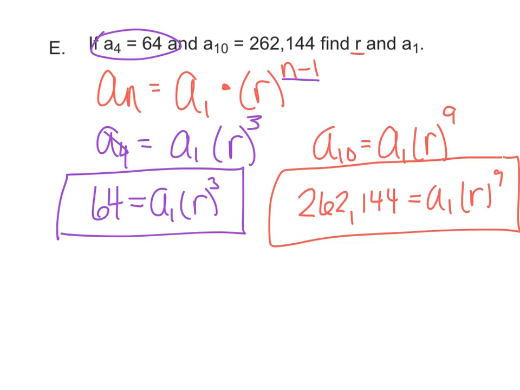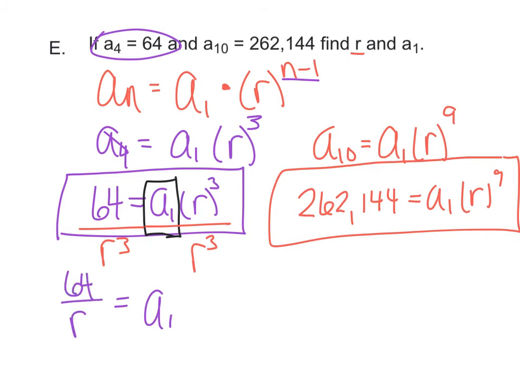Now remember, we did this yesterday with arithmetic. You have to solve one of these equations for a variable and substitute it into the other one. So it truly doesn't matter which one you solve for. I'm going to solve the first equation, I guess, for a sub 1. And I'm picking that because it's the only thing that's actually the same in both equations. So that's why I'm picking a sub 1. So to get that by itself, I would just divide both sides by r cubed. So I can say a sub 1 is equal to 64 over r cubed.